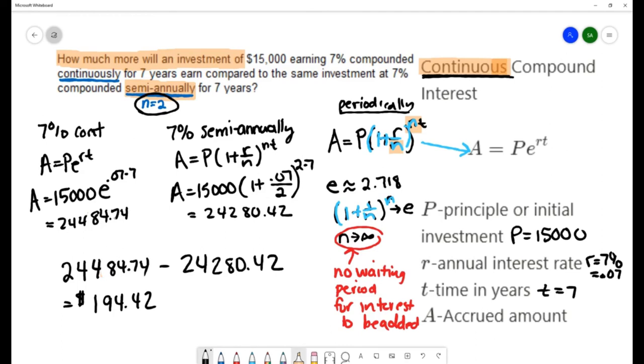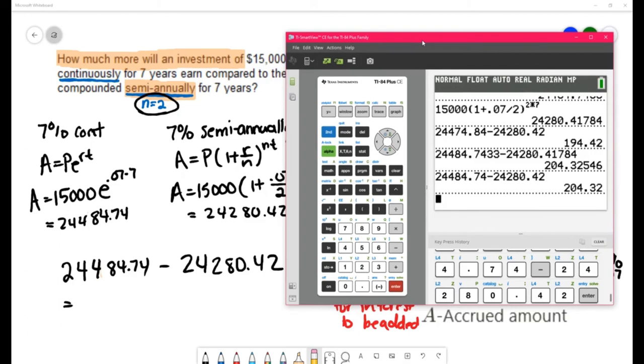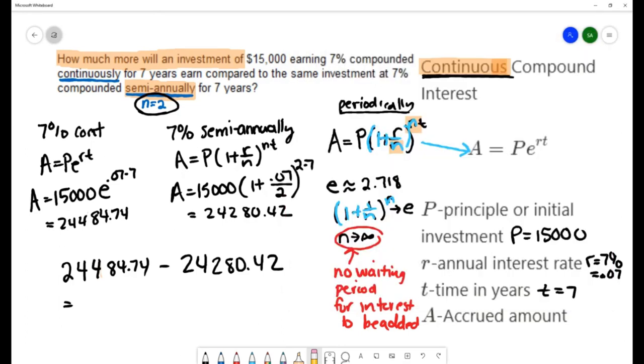Okay, so let's type that again and see if we can get the right answer this time. So we've got 24,484.74 minus 24,280.42, and that gives 204.32. So we would make $204.32 more by investing in the account compounded continuously.